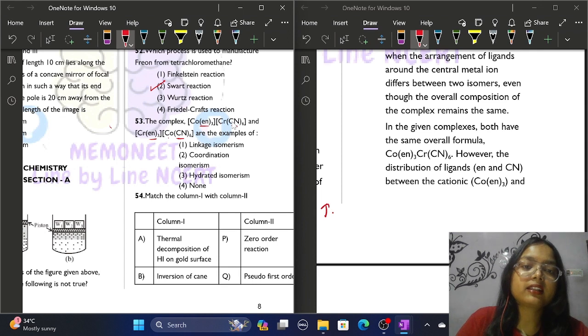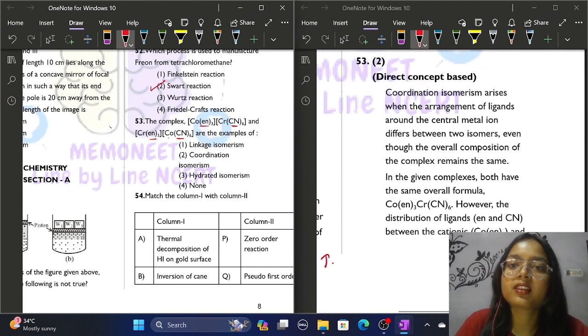So both of these are examples of which type of isomerism? It will be coordination isomerism, because only the ligands are interchanged but the central metal atom remains the same, which is the example of coordination isomerism.